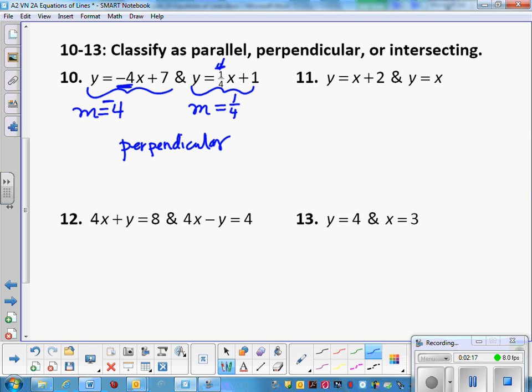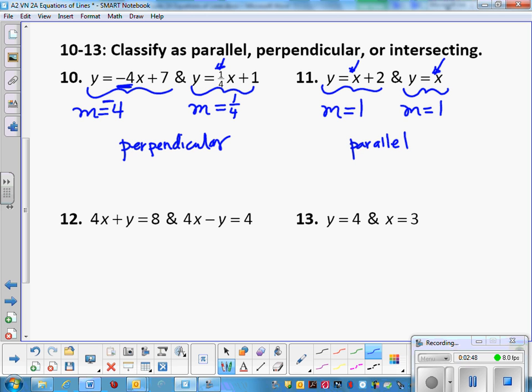Example 11. Again, this first one is in slope-intercept form. The coefficient of x is going to be understood to be 1. And just giving you a chance to think about that for a second. And for the second one, again, it's in slope-intercept form, and again, the slope is 1. So since the slopes are the same, they are parallel.